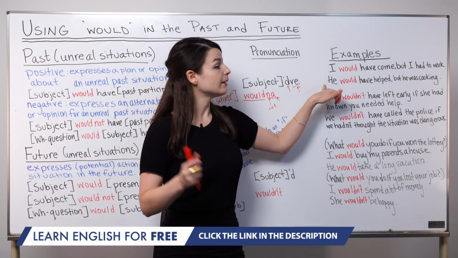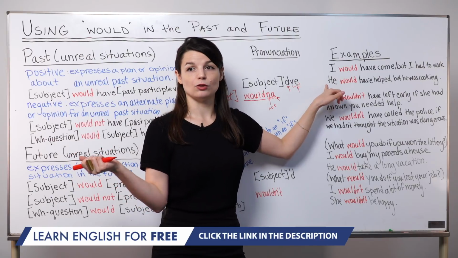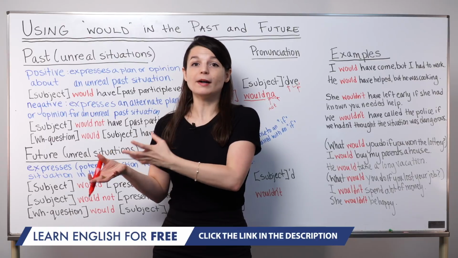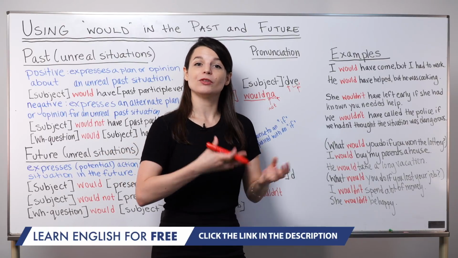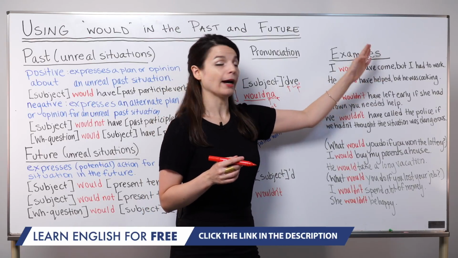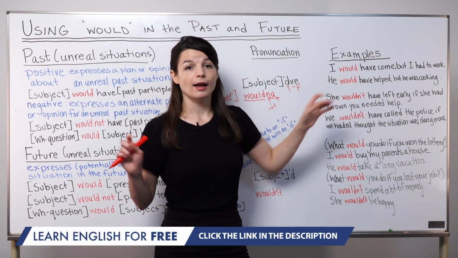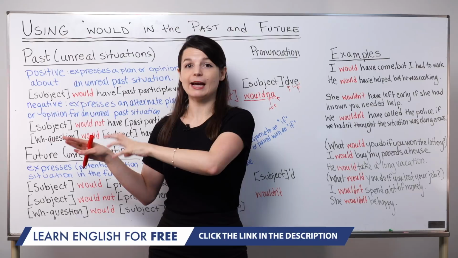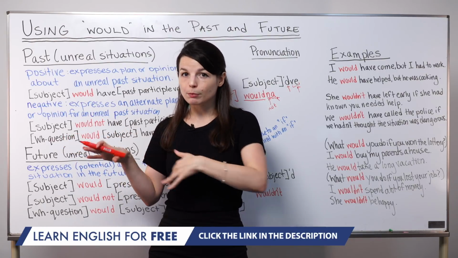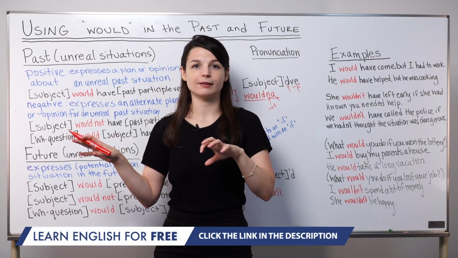So again, in the past, in this situation, maybe he could have, it was possible, or maybe he wanted to help, but he was cooking. There was some other responsibility. So these are common patterns. We want to express a past action we might have changed, but that we were not able to do because of some other reason.